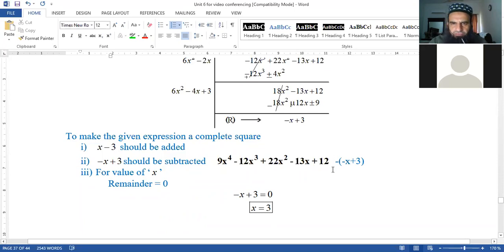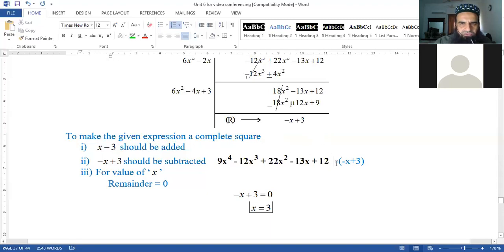And if you want to ask the same thing, but asking what should be added, you should write it like this. If you change the signs, you will write x minus 3. If you subtract this part, when I subtract it, it will become plus x minus 3. So either I add plus x minus 3 in the statement, or I subtract this remainder from it. It makes the same sense.